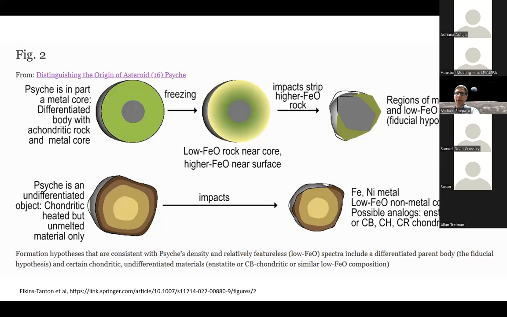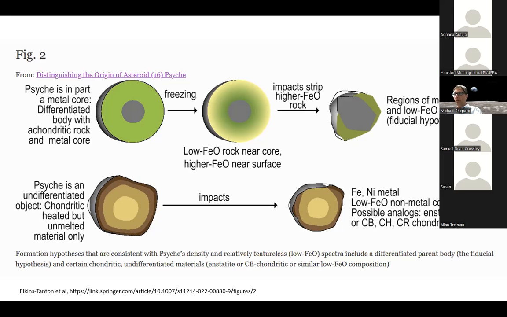Psyche is in part a metal core, but it's a differentiated body with largely a chondritic outer mantle crust and then a metal core. The outer part, which had higher iron oxides and more absorption features, was stripped in a number of impacts. And what you end up with is the remains, which is the lower FeO mantle-ish material, and then regions where you may have exposed core. I think that's probably a really good model for what they might find.